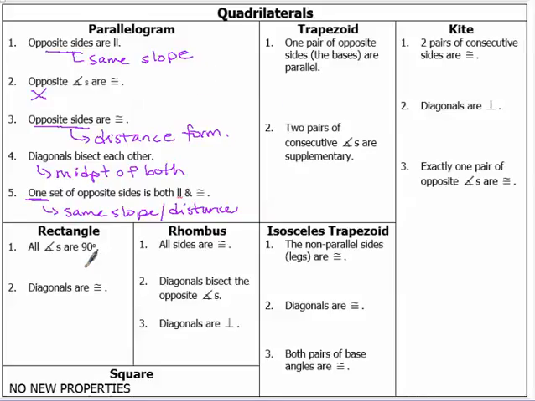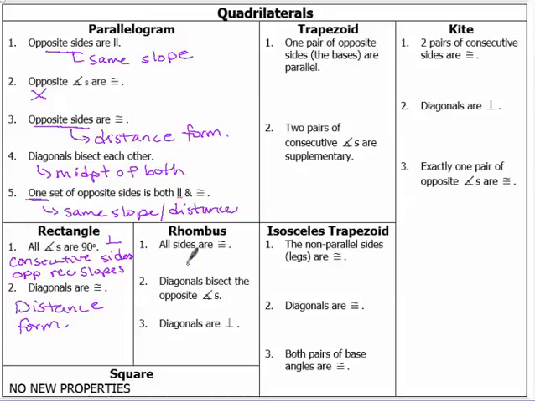So next, if I'm going to deal with my rectangle where all the angles are 90, I can check consecutive sides and see if they have opposite reciprocal slopes, because that's what makes them perpendicular. Diagonals are congruent. I can check the length of both diagonals using the distance formula and see if they happen to be equal.